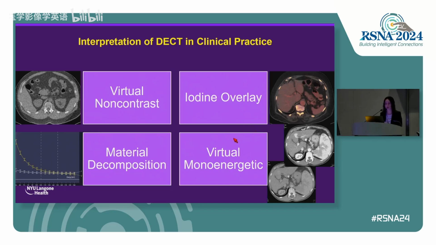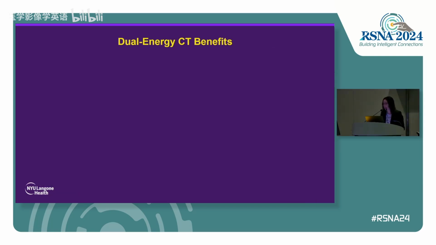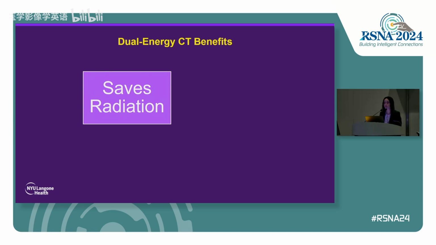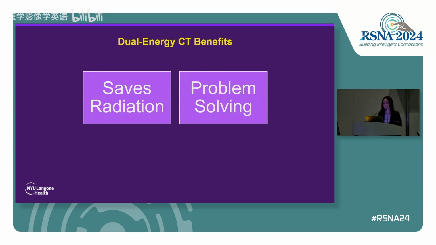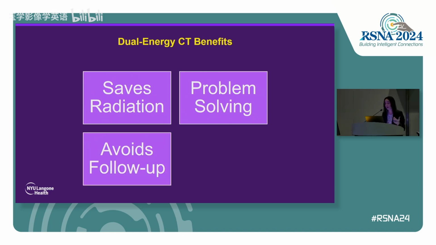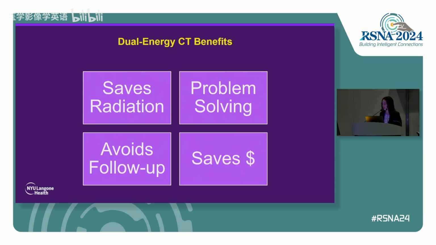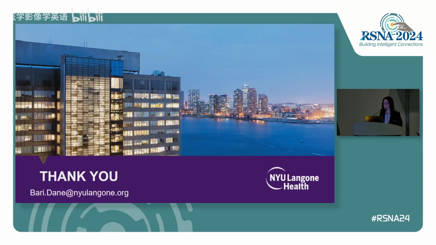We talked about virtual non-contrast images, iodine overlay, kidney stone characterization, and virtual monoenergetic images. And I hope I've shown you that dual energy CT can save radiation. You can replace a true non-contrast with a virtual non-contrast. It's really helpful for problem solving. Think, is the lesion enhancing or not? And doing so, you can avoid an unnecessary follow-up study, and in doing so, it will save some money. So that's it. Thank you for your time and attention.